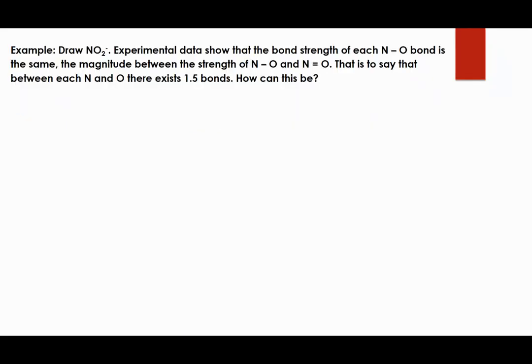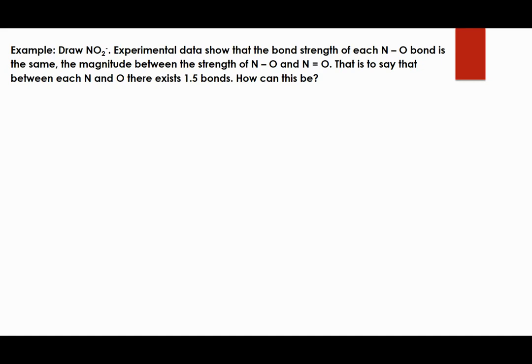So if you're to draw out NO2 minus, we know through experimental data that the bond strength of each N to O bond is the same in magnitude, between the strength of an NO single bond and an NO double bond. That is to say that between each N and O there exists 1.5 bonds. So what does this mean? How can it be that between an N and O in NO2 minus we have a bond of 1.5? You can't have half of a bond.